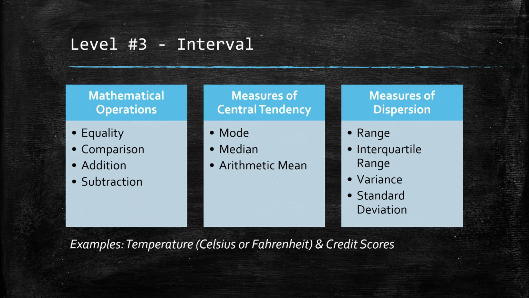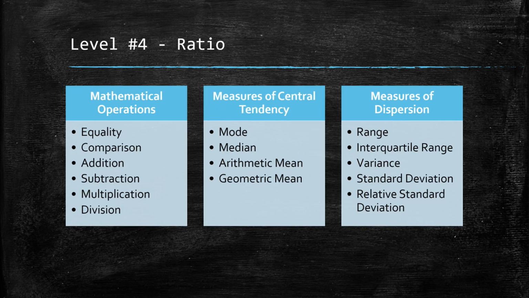But when we go on to our next one, ratio, we introduce multiplication and division, and we're able to add the geometric mean and the relative standard deviation for measures of central tendency and measures of dispersion respectively. Now, I've never really had to take the geometric mean or relative standard deviation in anything, but the options are open to you if you want to do something like that.